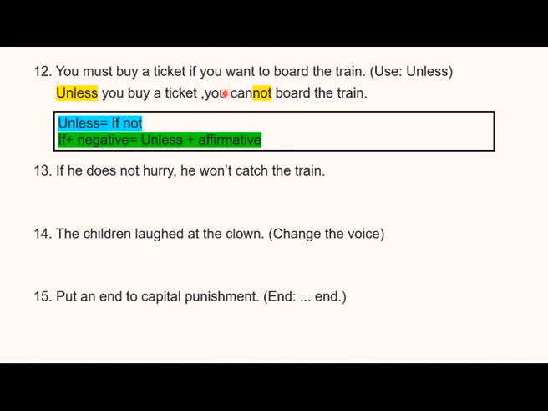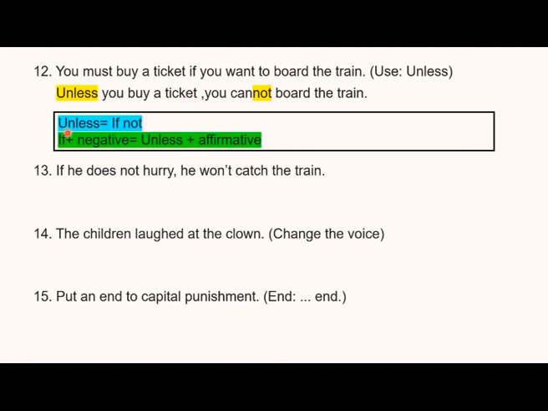Here there's a little difference. If you want to board the train, there is no negative over here. So we need to introduce the not in the second part of the sentence. And therefore, we are writing, unless you buy a ticket, you cannot board the train.